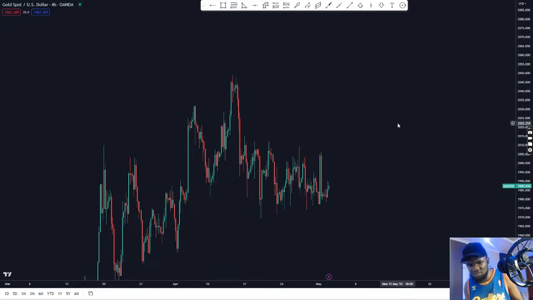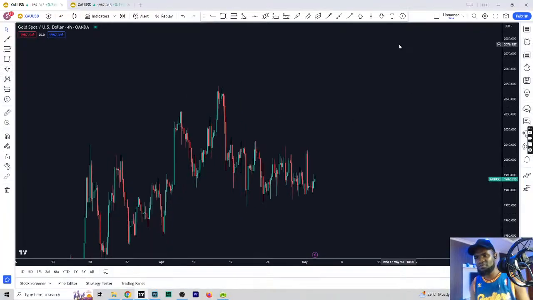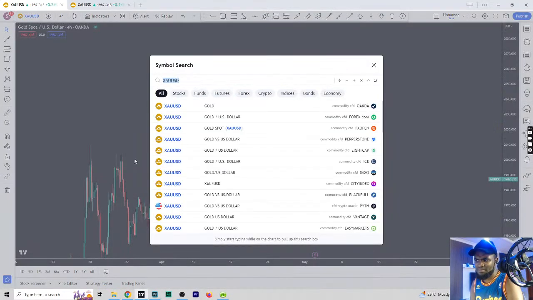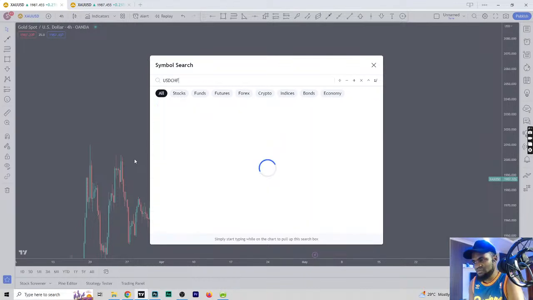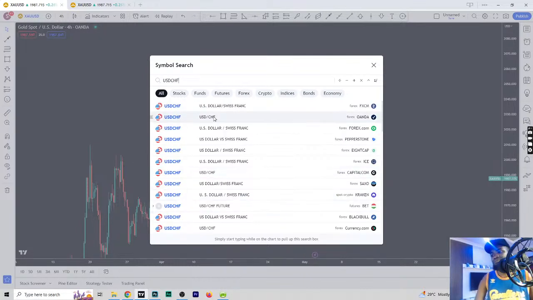So on USDCHF, I don't know. Basically USDCHF is not what I'm trading. I'm just trading gold and GBPUSD. So USDCHF, let's discuss it.